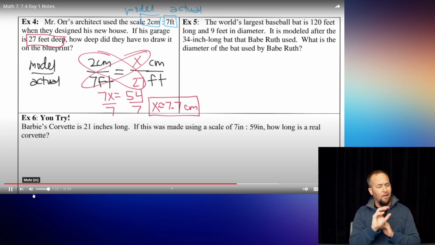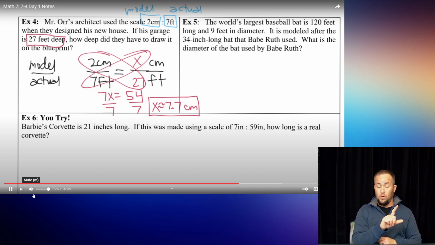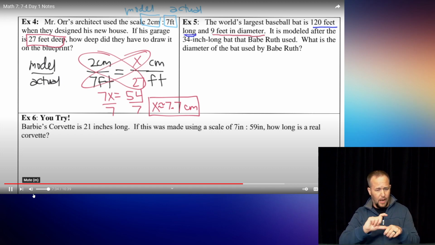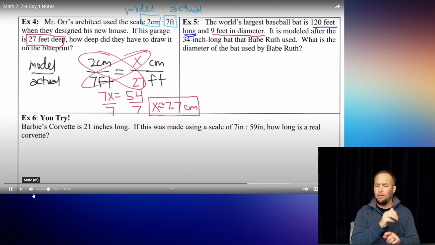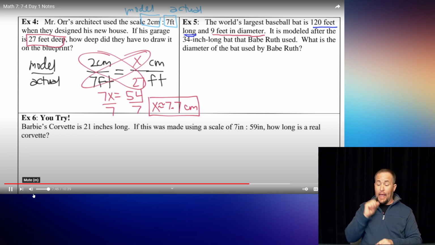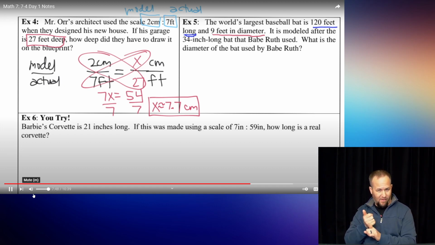So the world's largest baseball bat is 120 feet long. Okay, so I've got 120 feet long, and then it's also 9 feet in diameter. So then the other piece of information, that right there, the world's largest bat, that's just a model, right? It's not the actual thing. Sure, it's the actual world's largest bat, but the actual bat itself is not near that large, like 120 feet long, good God. That's really big.